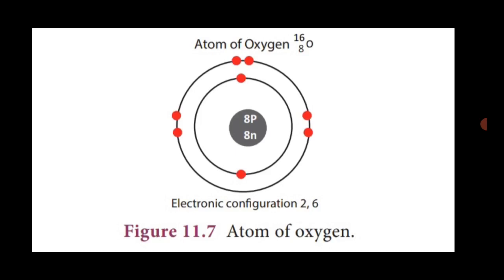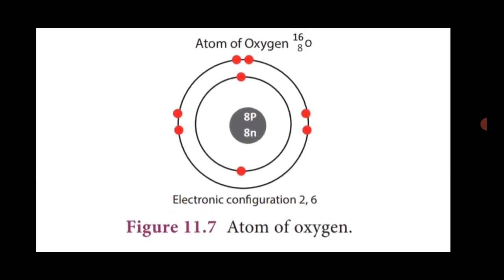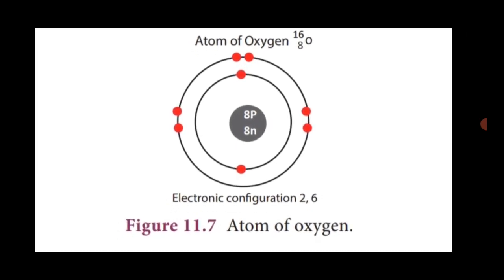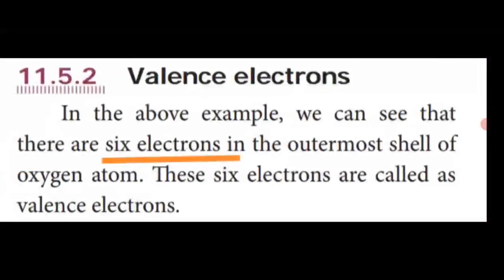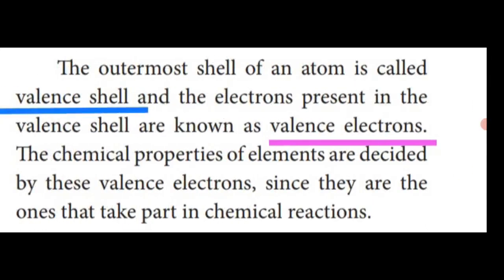The outermost shell is called the valence shell. The valence shell contains some electrons. These electrons are called valence electrons. In an oxygen atom, the first shell contains 2 electrons. What is the outermost shell? The second shell, the L shell. L shell contains how many electrons? 6 electrons. The 6 electrons are called valence electrons. The outermost shell of an atom is called the valence shell.